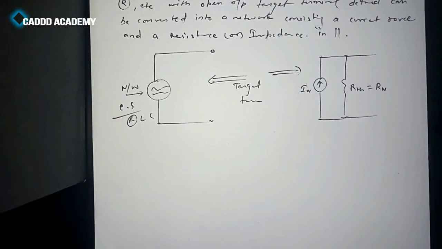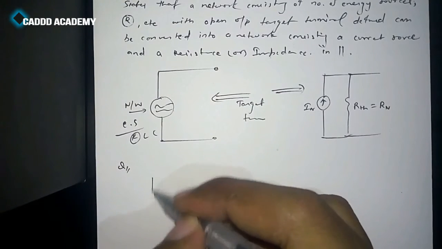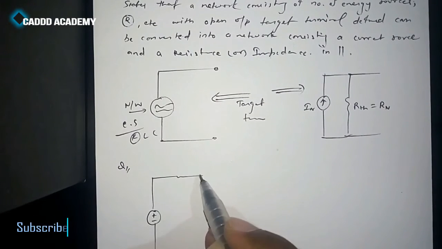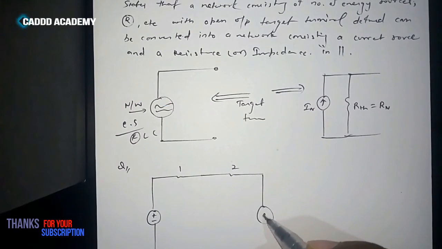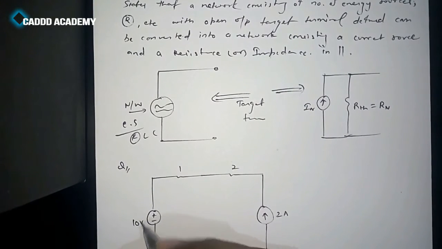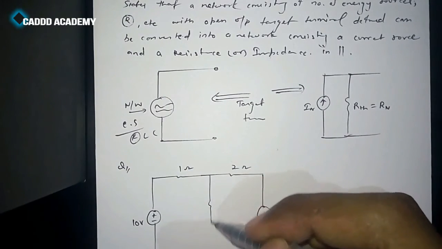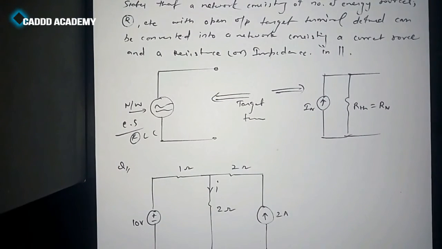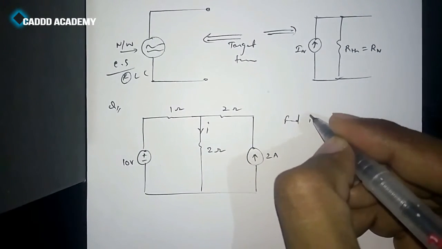Let's take the same question which we solved in the last class by Thevenin's theorem. Now we will solve that question by Norton's theorem. So this was the previous question. A 2 ampere current source here, and here a 10 volt DC voltage source, and here we had a 2 ohm resistance, and we had to calculate the current I through it. Find I.